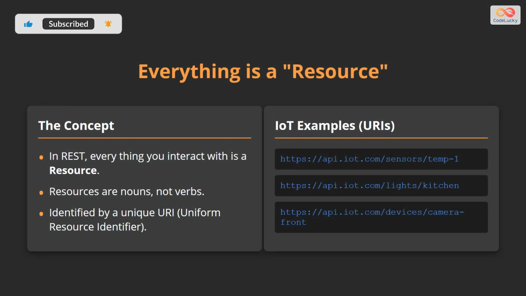The core concept of REST is the resource. In this architecture, everything you want to interact with is considered a resource. These are nouns, not verbs. We identify each resource using a unique Uniform Resource Identifier, or URI. For example, a temperature sensor or a kitchen light would each have their own specific URL address.